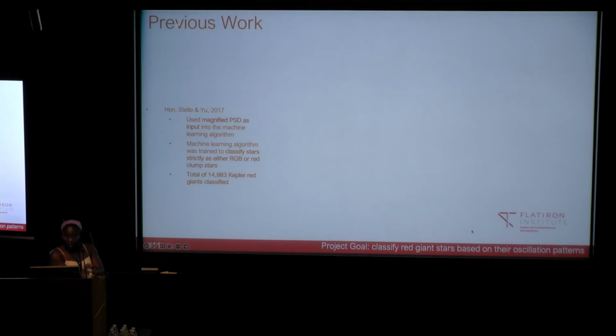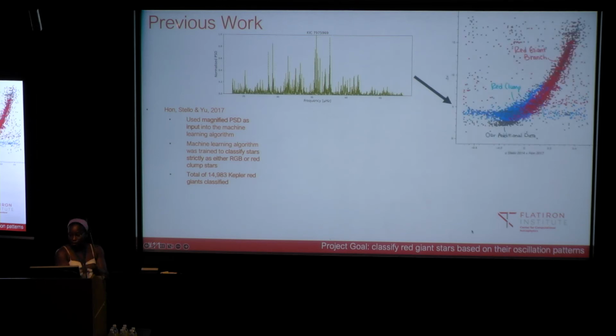Right, and so similar classifications to ours have been done previously by Han, Stello, and Yu in 2017. They used magnified power spectrum density diagrams, seen here, and fed them into their neural networks. Their network was trained specifically to classify stars as either red giant branch or red clump stars.